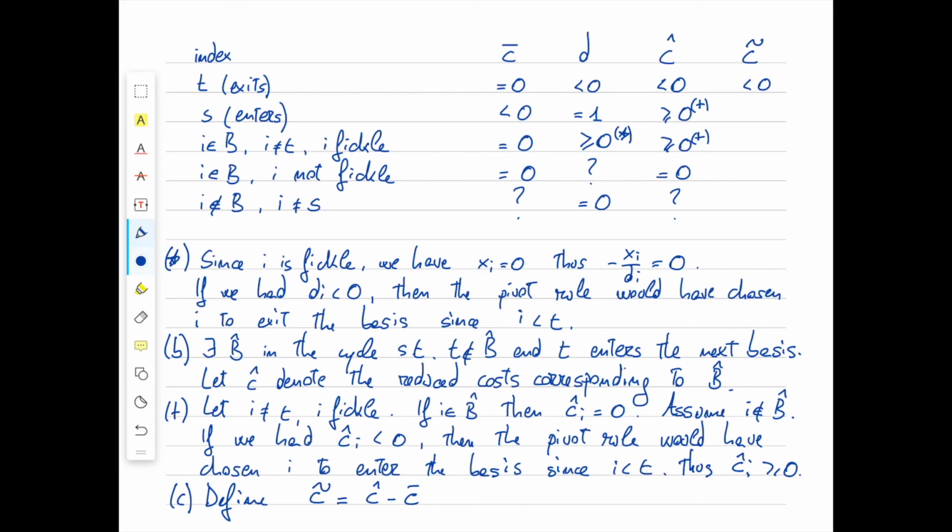In the second row, for the index s, we have that c hat is greater than or equal to 0 and c bar is negative, therefore their difference is strictly larger than 0. For the next row in my table, I have that c hat is greater than or equal to 0 and c bar is equal to 0, therefore the difference is greater than or equal to 0. In the next case, they're both equal to 0, so the difference is again equal to 0. And finally, in the last row, I don't know, but it doesn't matter. So I'm going to put a question mark.